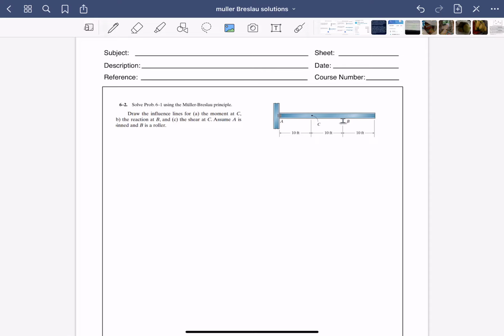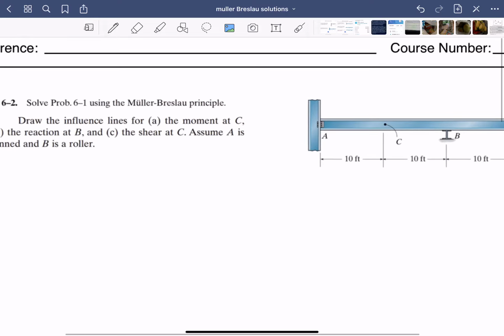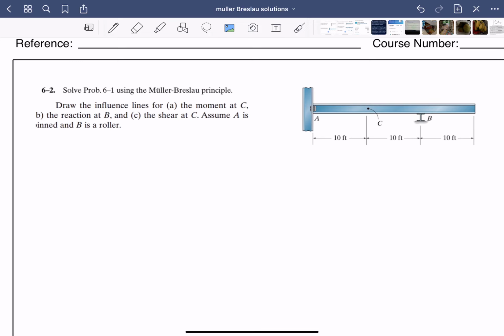So in this problem, it says draw the influence line for moment at C. Let's see where that one is. C is right there. And reaction at B. B is right there. And shear at C. If you remember correctly, moment means that we cut that portion apart, and what we do is we apply a moment like that.